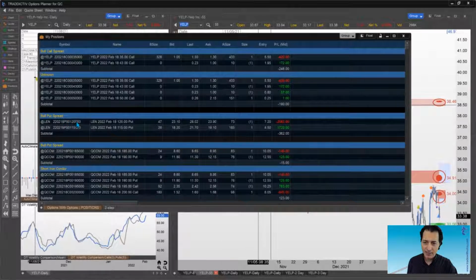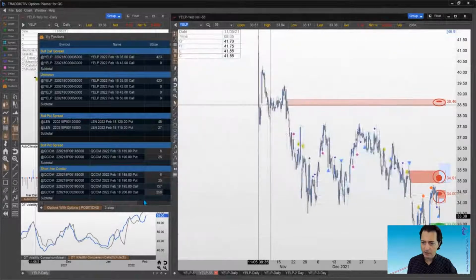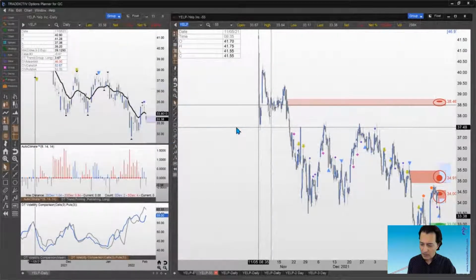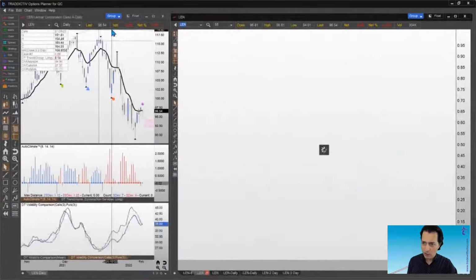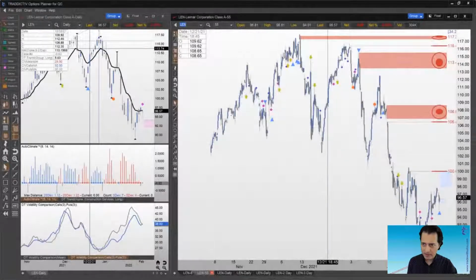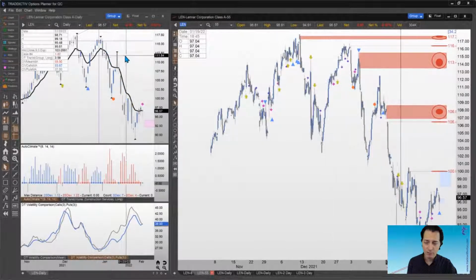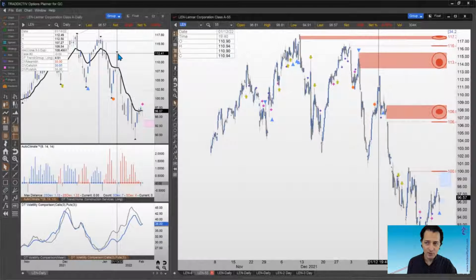With LEN as well as Qualcomm, very similar scenario, where we took these trades on that specific date. I believe they were taken on the same day, and LEN went against us all the way. Again, we talked about it last week, that when that stock gapped up on that particular trading day, if you had converted this particular spread into a butterfly or a condor, you'd be pretty okay with the trade.